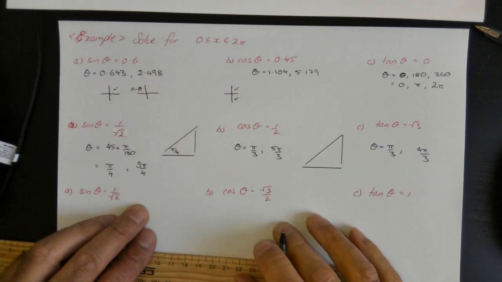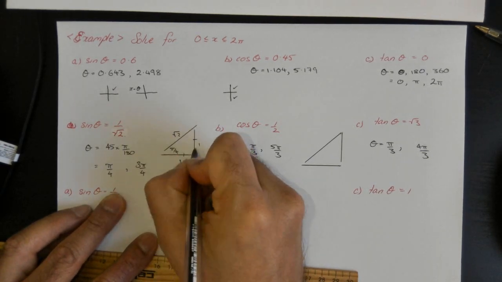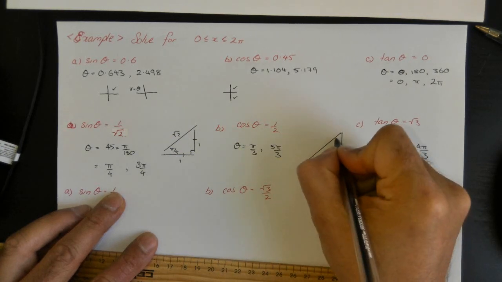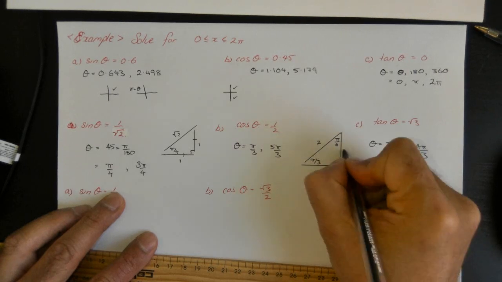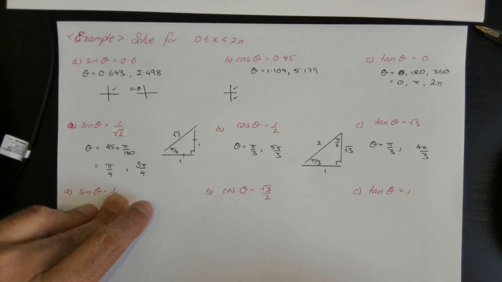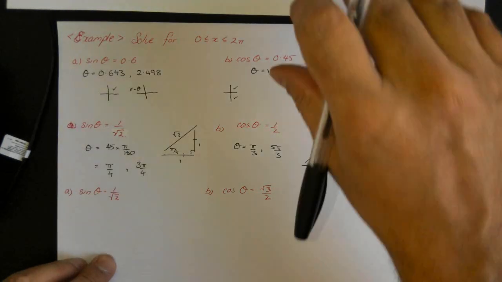45 degrees is pi on 4. 60 degrees is pi on 3, and 30 degrees is pi on 6. That's just converting our exact triangles from degrees into radians.